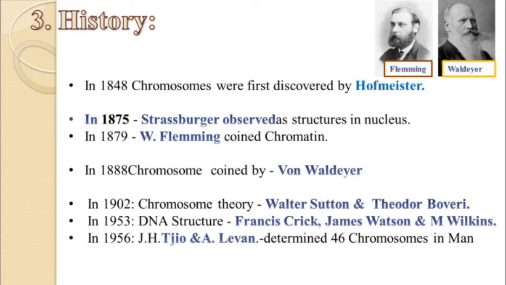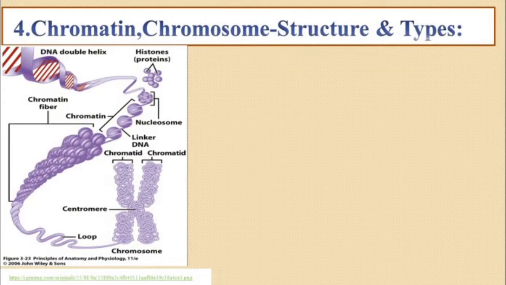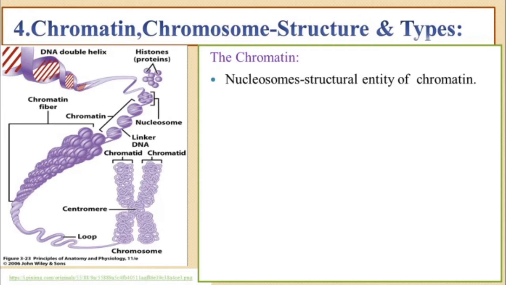Till 1956, people believed that the human somatic cell has 48 chromosomes, but after the findings of Tjio and Levan, it was determined that the human somatic cell has 46 chromosomes. Now we are going to discuss how chromatin is condensed into chromosome. Nucleosomes are the structural entity of chromatin.